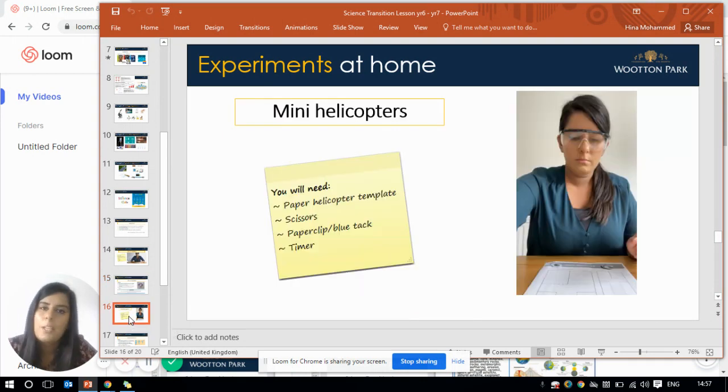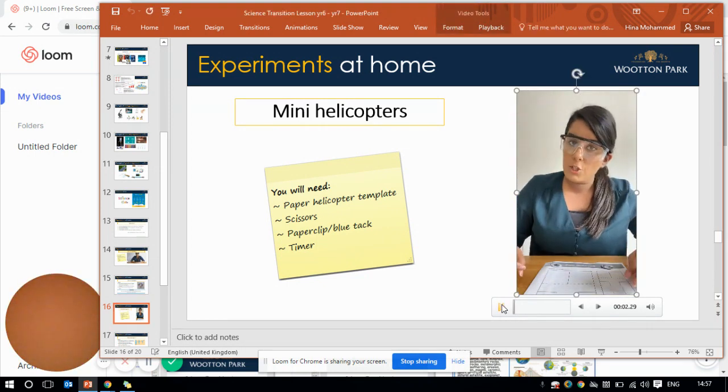The second experiment we're going to look at is mini helicopters. So for this, you need paper helicopter templates, which should be sent to you. You need some scissors, some paper clips or blue tack, and a timer. So I'm going to play the video so you can watch how to carry out this experiment.